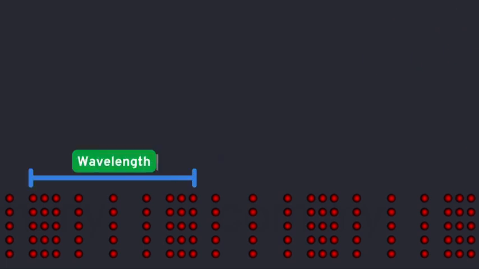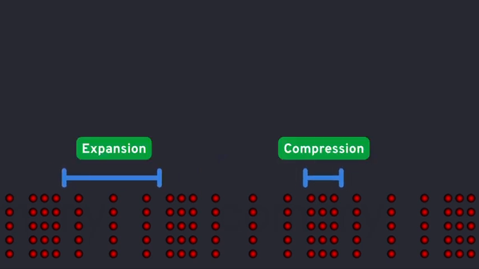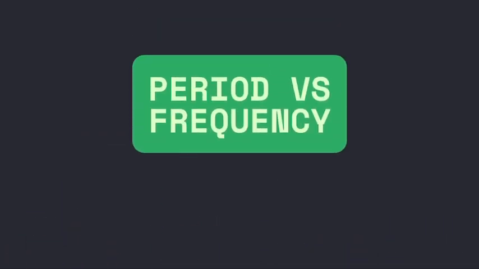Compression waves. The second wave type we have is the compression wave. This is similar to the transverse wave. This wave type also has a wavelength, but is measured between each compression, which is the parts of the wave that are, you guessed it, compressed or close together. The parts in this wave that are farther apart are called the expansions.